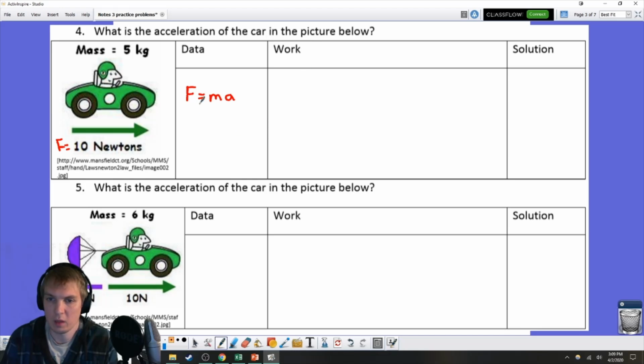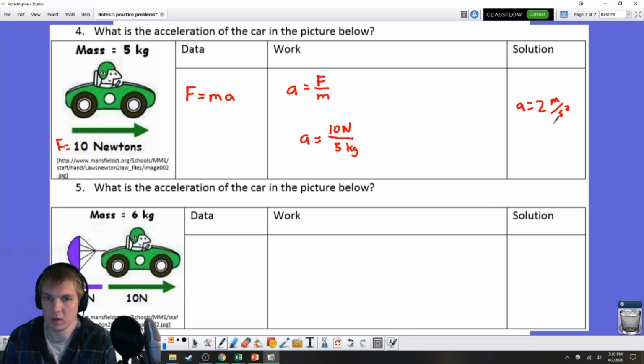Right, so if we follow that formula, we're going to rearrange it so that we're solving for acceleration. Acceleration is therefore going to equal force divided by mass. The problem was asking what is the acceleration, that's why we're solving for it. So acceleration is the force, which was given to us, 10 newtons, divided by the mass, which was 5 kilograms. Newtons and kilograms are the correct units for this. So the acceleration is going to equal 2, and the unit for acceleration is meters per second squared. So there's your answer for number 4.